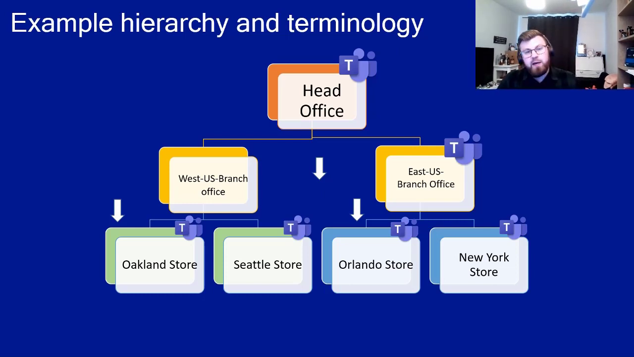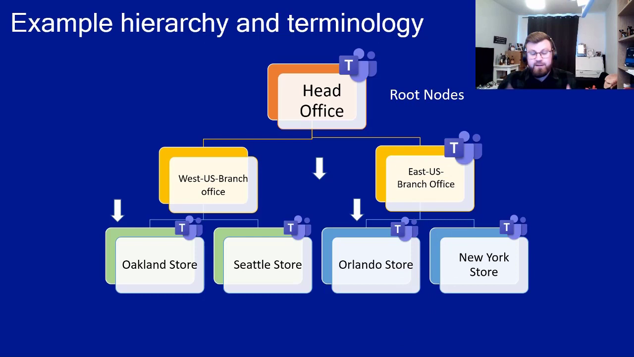As you can see here, we have a head office. In our organization, we have two branch offices: the West US branch office and the East US branch office. And at the bottom of the hierarchy, and this is important, we have the teams that are going to receive the tasks.